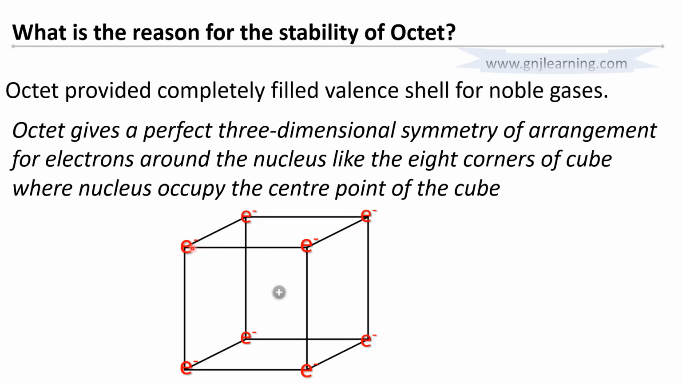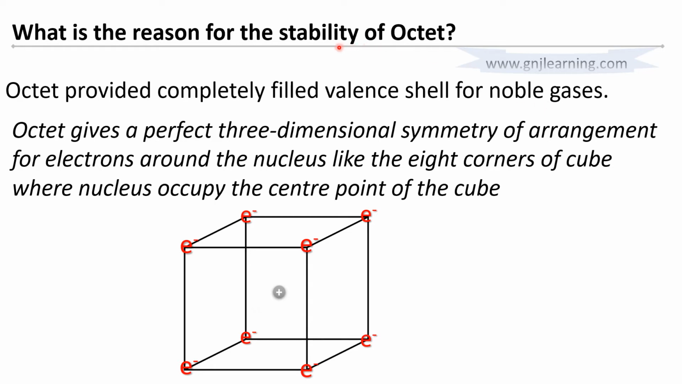So electrons will be equally distributed around the nucleus. So what's the advantage of this? Now the attractive and repulsive force between the electron and nucleus, and the repulsive force between the electrons, is very well balanced. And Kössel and Lewis assumed that this is the reason for the stability of noble gases. So it is the octet that is the reason for the stability of noble gases.